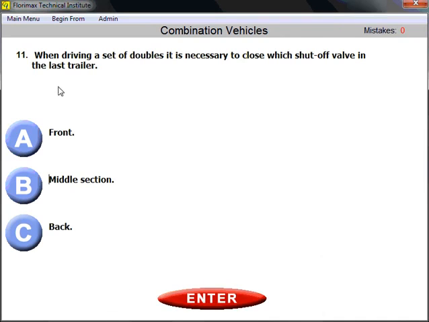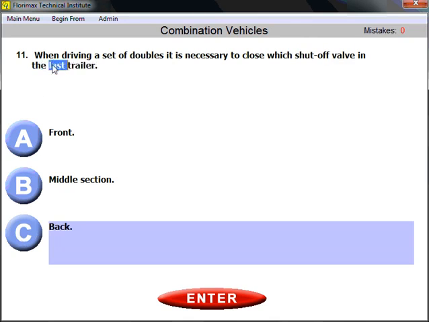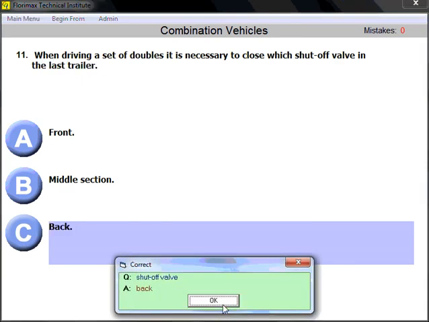Question number 11. When driving a set of doubles, it is necessary to close which shut-off valve in the last trailer? Again, simple logic is applied here. Last trailer. Even if you don't know what the shut-off valve is, you need to close which one? Back. Definitely back. Last, back. Very good.